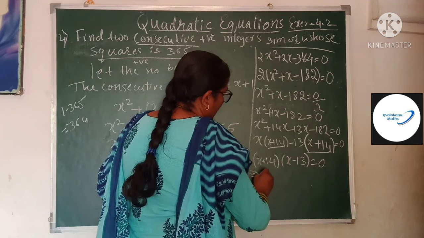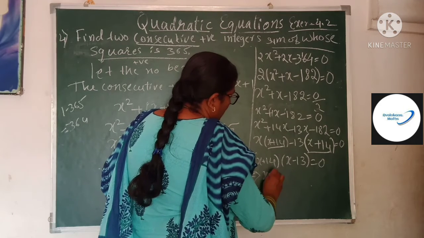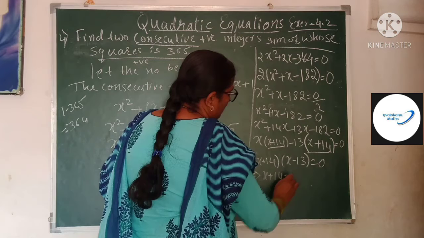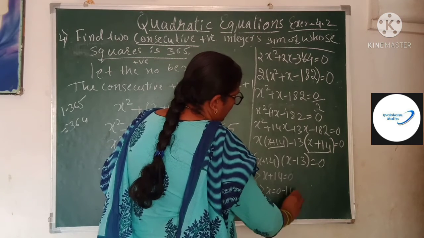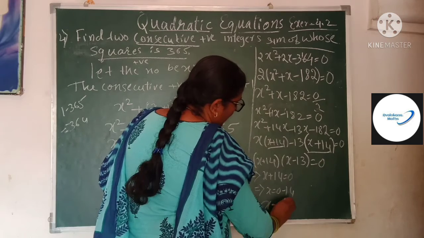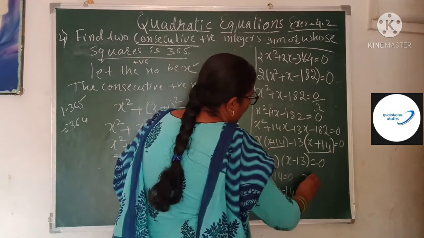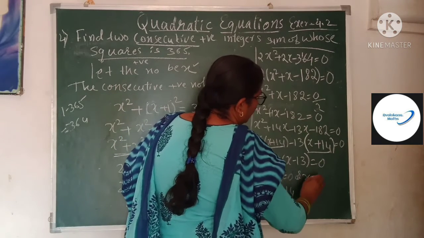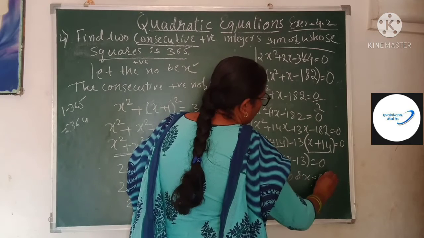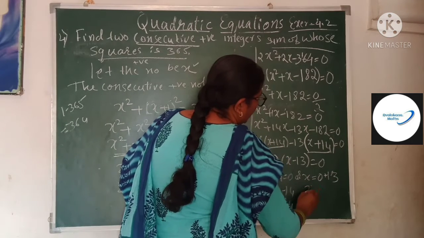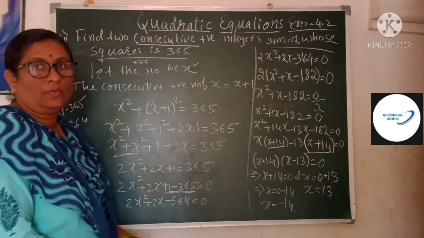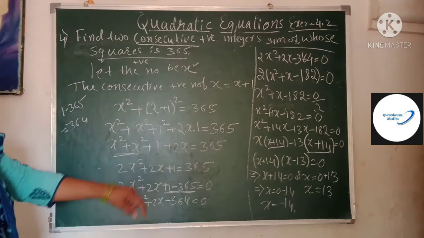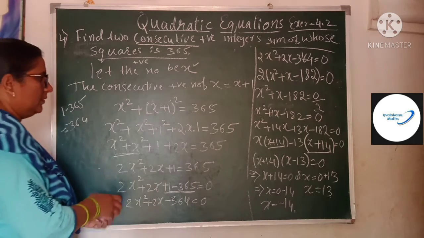This implies x + 14 = 0, so x = 0 − 14, that is x = −14. Another possibility is x = 0 + 13, that is x = 13. See children, you have got two numbers, 13 and −14: one positive and another one negative.